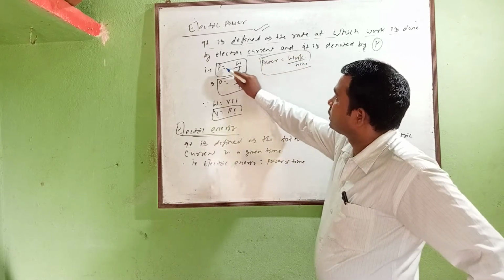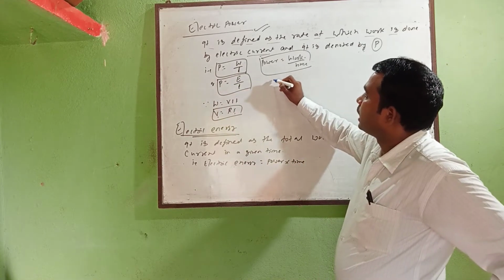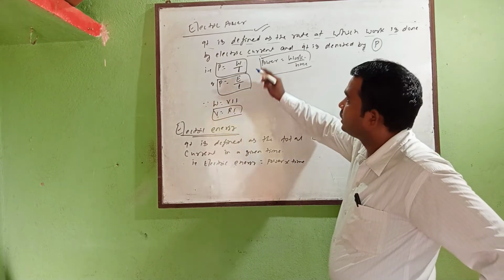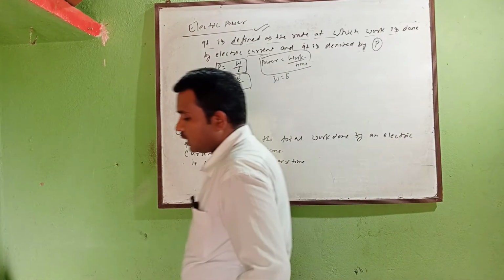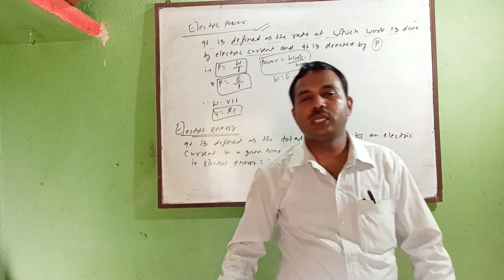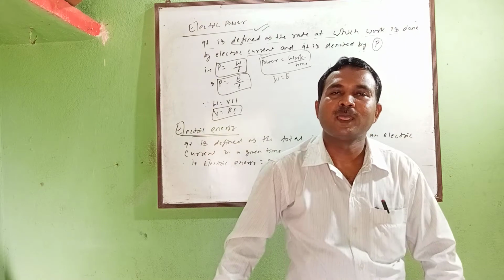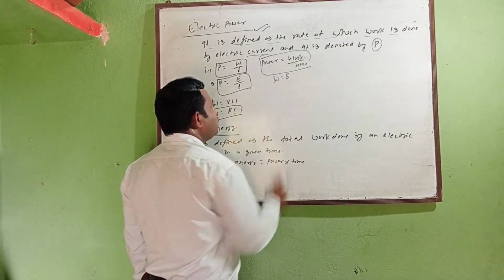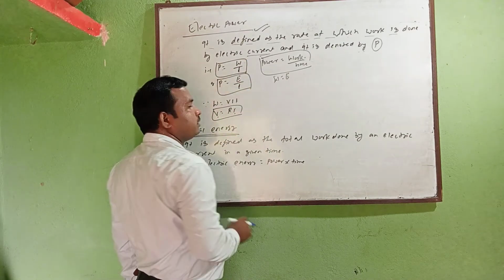So P is equal to W by T, or in another form, because W is equal to E. Work is equivalent to energy, and both are scalar quantities. Work is a scalar quantity and energy is also a scalar quantity. So if W is equal to E, then at the place of W we can write E by T.